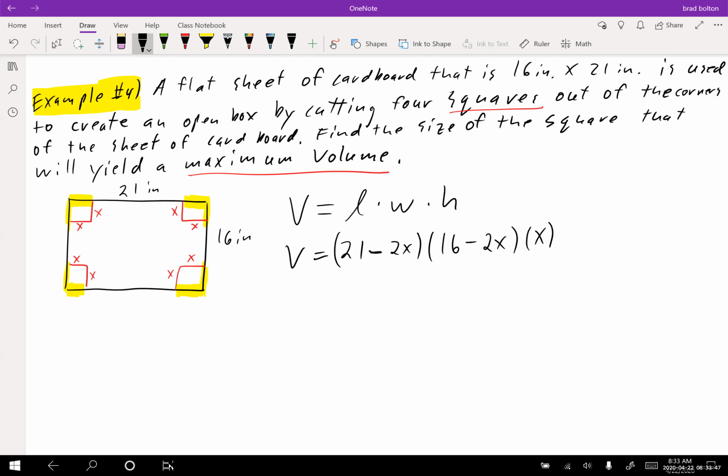So now we have to FOIL this out, and I'll just give you guys a heads up. It's going to take you a minute. So I'm going to write it out for you. 336 X minus 74 X squared plus 4X cubed. It's just FOIL and then multiply by X, and you should be okay. All right. Now we need to take the derivative of both sides. So I'm going to d/dx both sides.